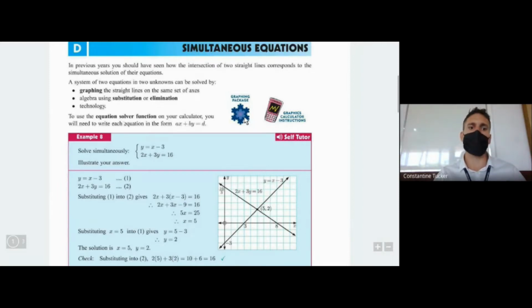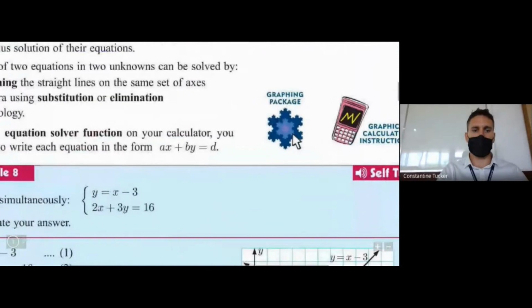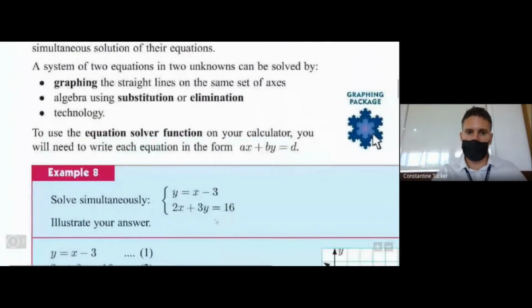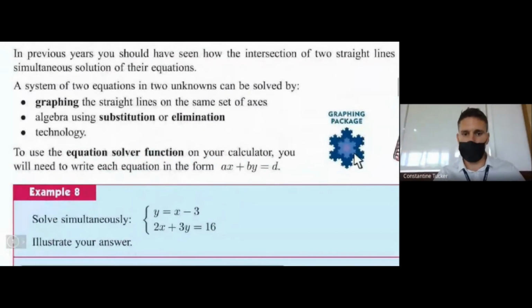So say, for example, you've got to solve these simultaneous equations here. I'm going to zoom in and show you what they look like. Here we've got y is equal to x minus 3 and 2x plus 3y is equal to 16. Immediately you notice one is given in a different format than the other, but that's fine, it's not the end of the world.